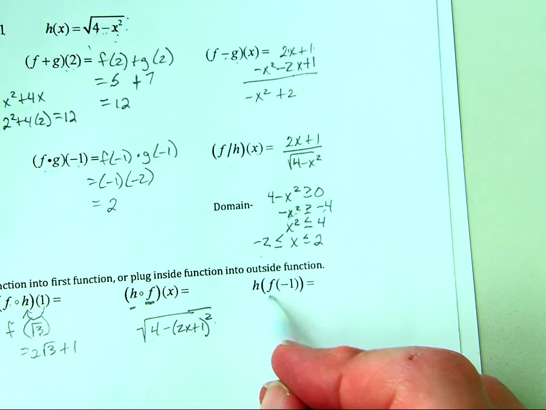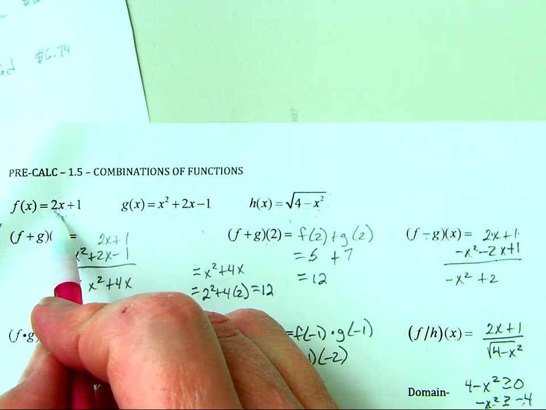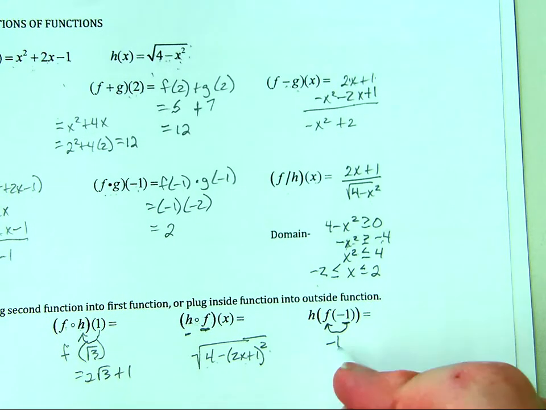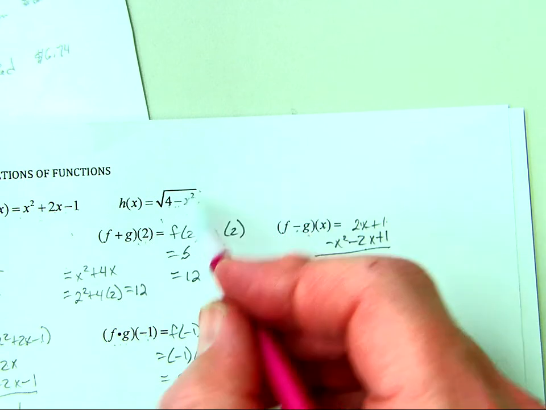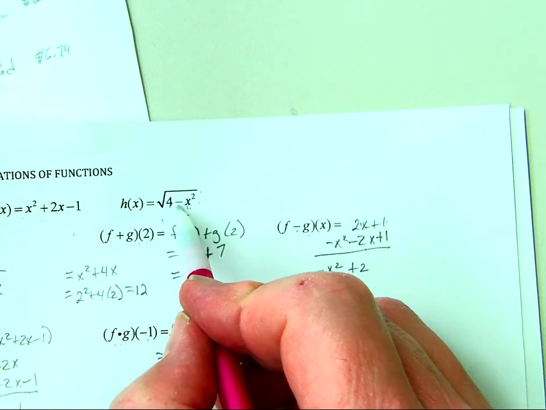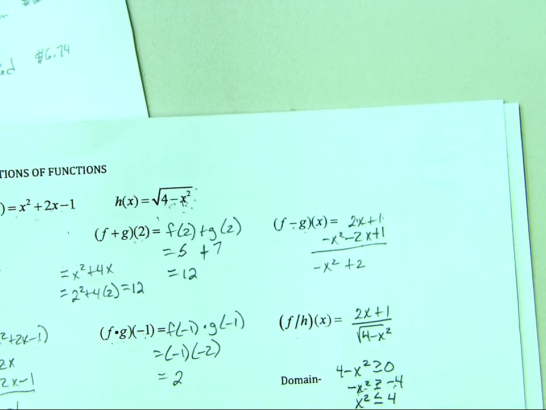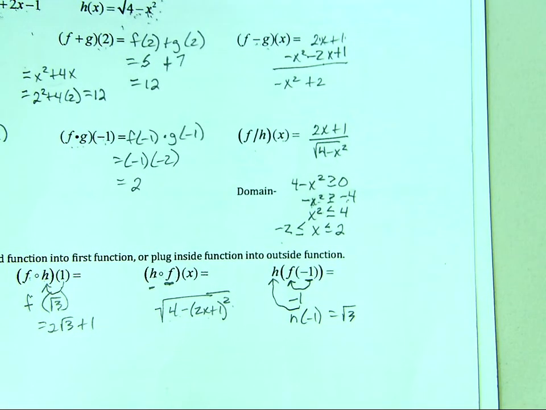Here, h of f of -1. Again, first, let's plug -1 into f. So we plug -1 in for x. That's going to be -2 plus 1, which is -1. Then take that and plug it into h. So here we're going to put -1 into h. So that's going to be 4 minus a -1 squared. That'll be 4 minus 1. So that's radical 3. Okay? So that's how you work with composite functions.